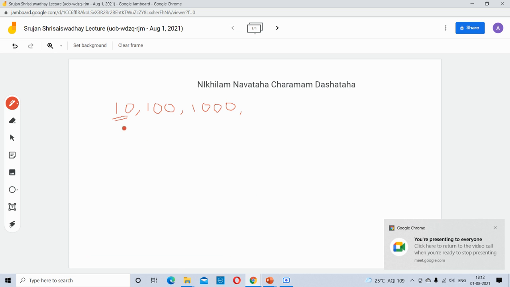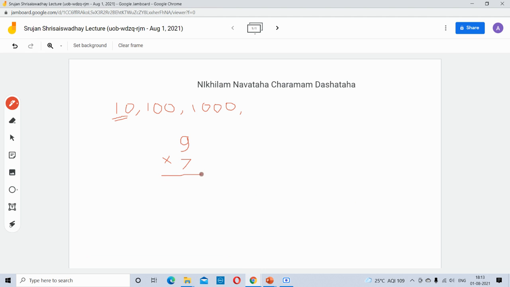So what we are going to do now is consider that we'll be multiplying a single digit, 9 into 7. So we know that if the tables are known, we can easily calculate it: it is 63. Okay, it is 63. But how are we going to calculate it now? Now, we'll be using this Nikhilam Navatashcharamam Dashatah Sutra for this one.